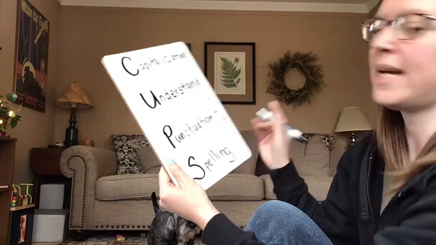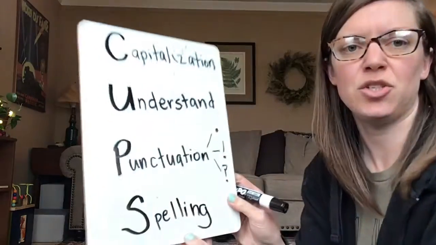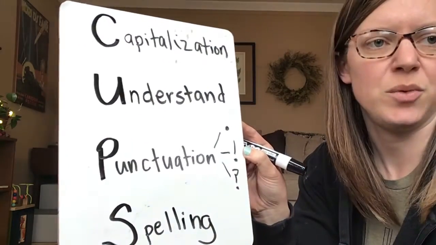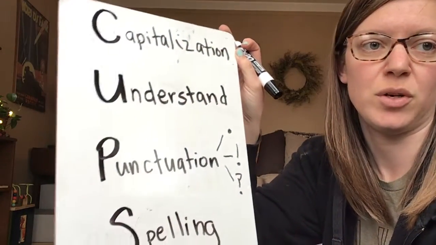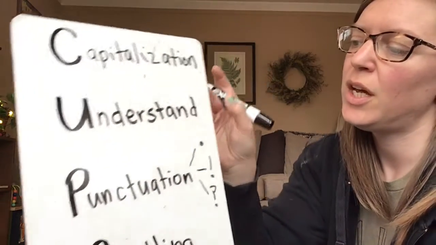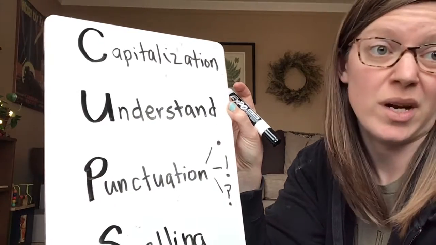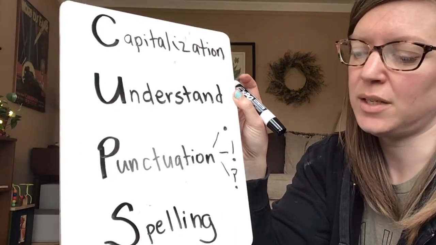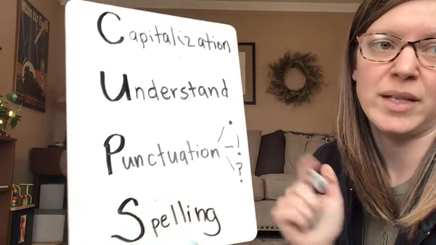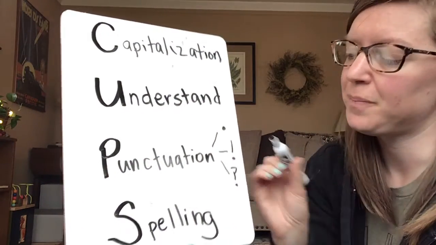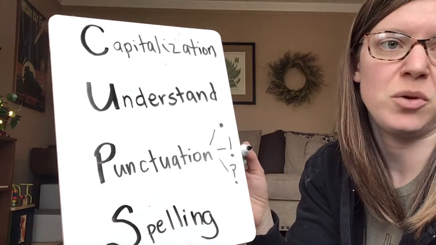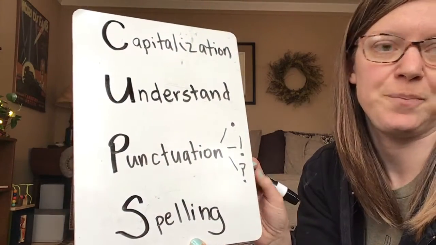Now, for today, I want us just to focus on punctuation, okay? You can check your capitalization with an adult or an older sibling at your house. You can reread with someone else in your home to see if they can understand it. And you can check your spelling by circling the words that you think might be spelled wrong and asking someone to help you fix it. In this lesson, I'm just going to focus on checking for punctuation.